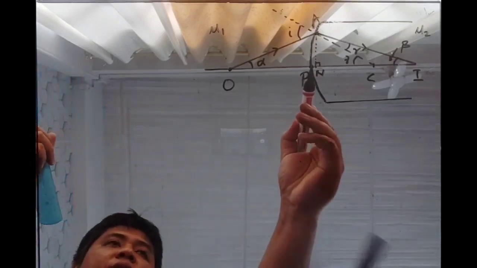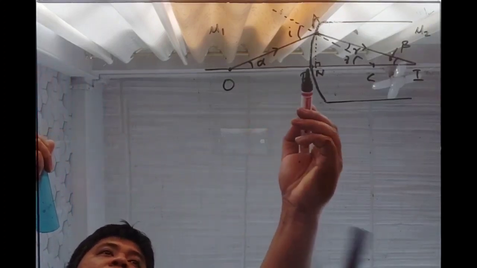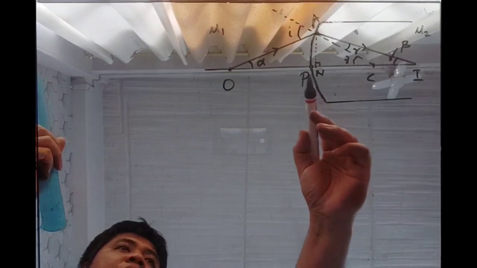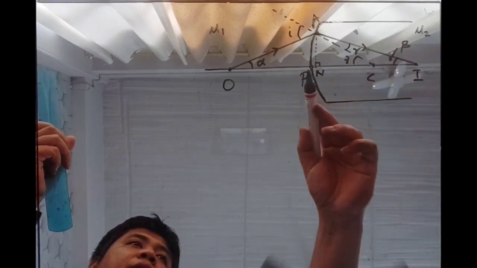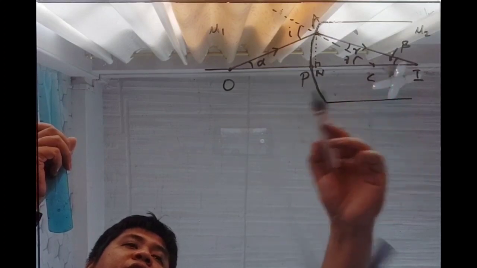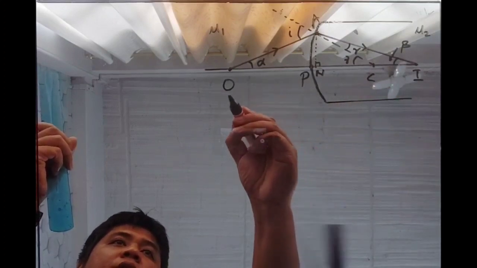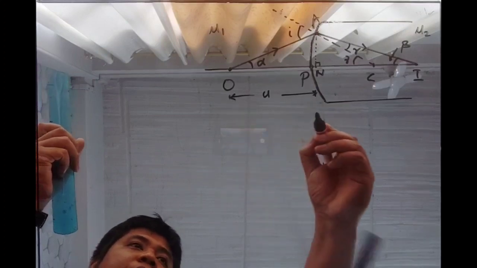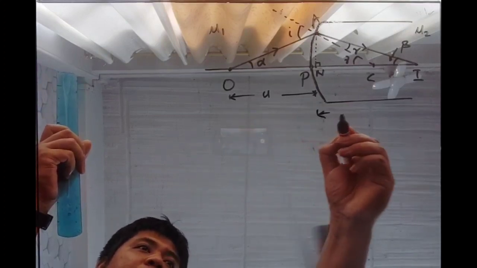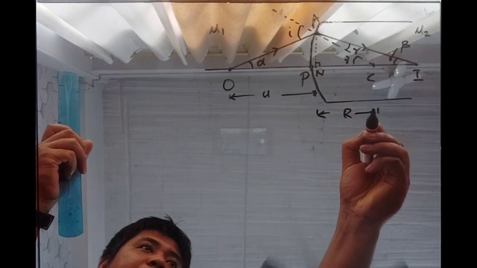Here the distance of the object is PO, this is u, PC is R, and PI is the distance of the image, that is v. This will be u, it is only in length, and this will be R.